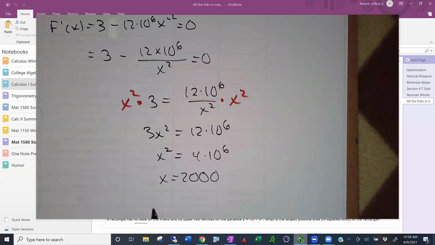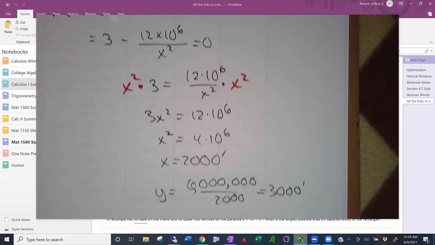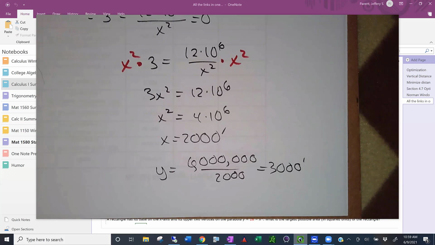Now, if X is 2,000, then I get Y equals 6 million divided by 2,000, which is 3,000. And both are in units of feet. Awesome. So there's your dimensions, 2,000 and 3,000.